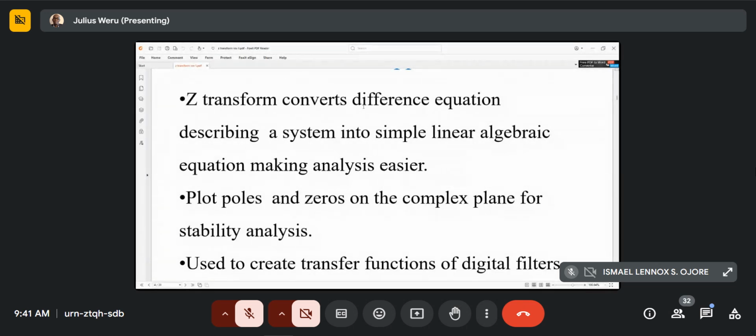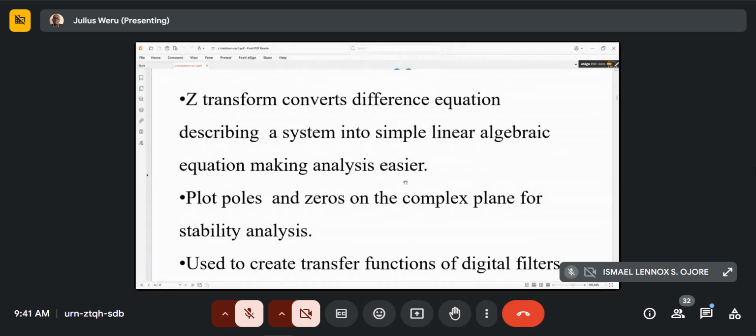Remember, you are using the Laplace of the differential equations because it makes differential equations easier when you use Laplace. But yeah, same here. To convert a difference equation describing a system into a simple linear algebraic equation, making analysis easier.